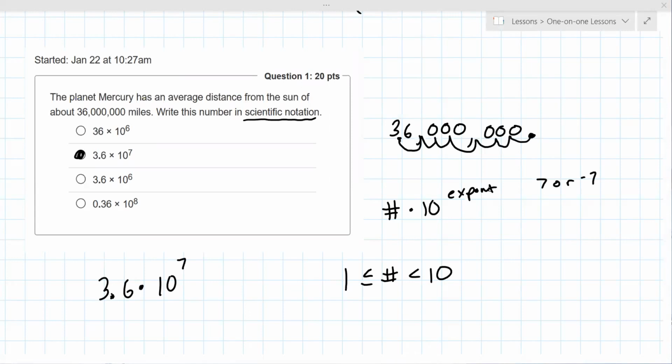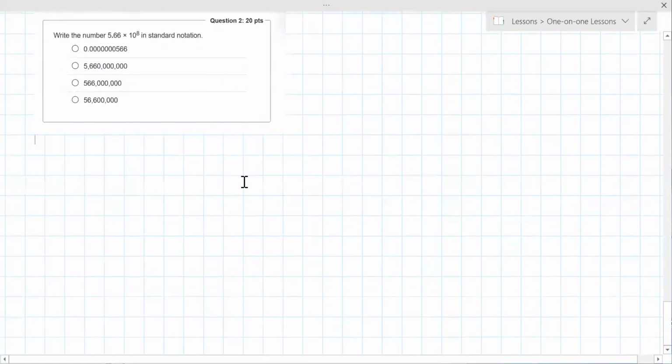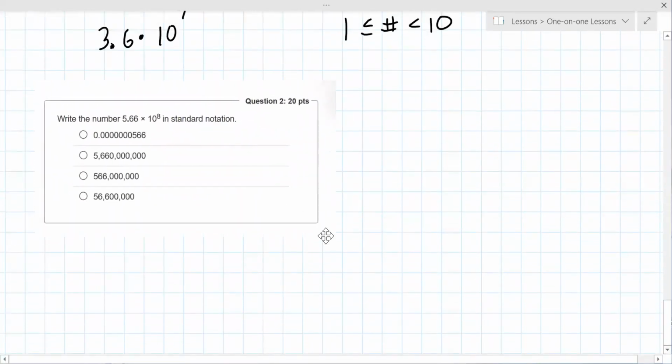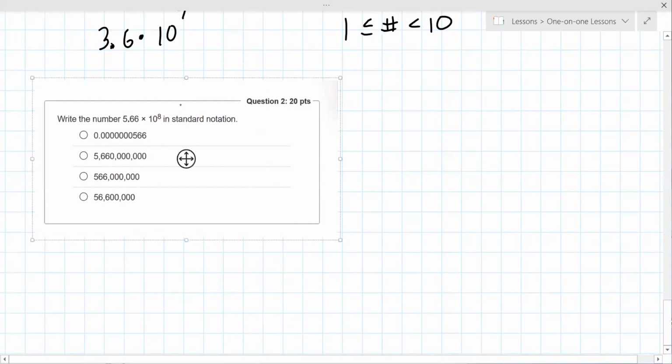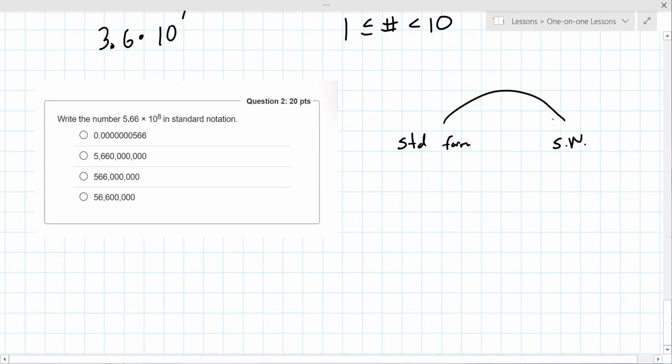So now they have you go the other way. In the next question, they give you a number. Previously we took a number in standard form and went to scientific notation. Now we're going from scientific notation back to standard form.